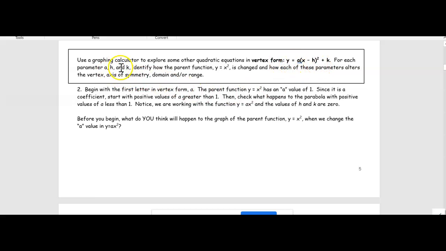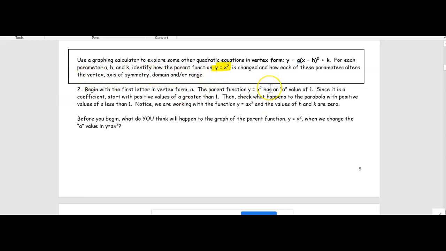For each parameter, A, H, and K. So notice how there's an A right here, there's an H right here, there's a K right here. Each of those gives us defining characteristics about our graph. Identify how the parent graph. So the reason this is called a parent graph, everything is based off of that graph. So everything we do, we're going to compare it to our parent graph. That's the original graph. All right, everything comes from that. See how that parent graph is changed when we change each of these parameters and how that's going to alter your vertex, your axis of symmetry, domain, range, all that good stuff.